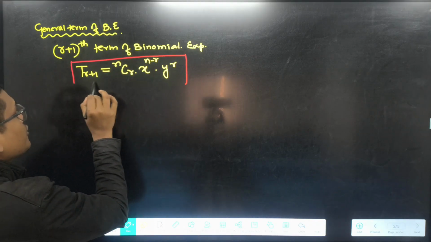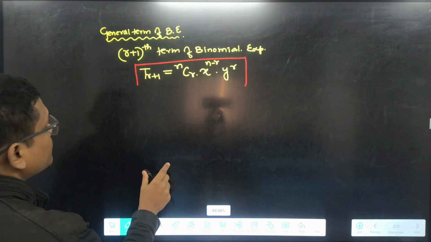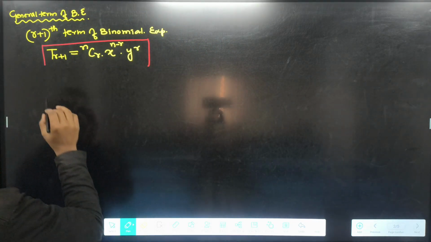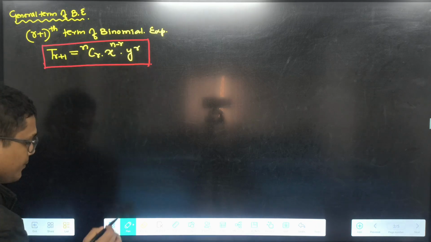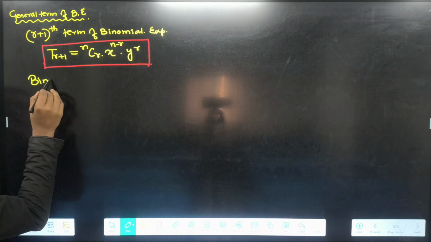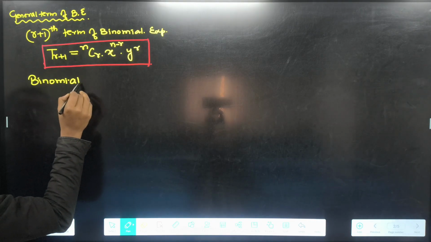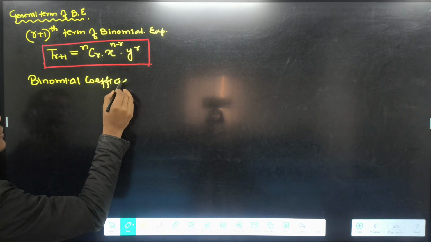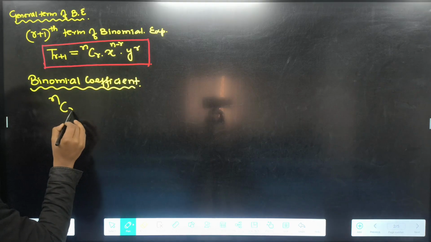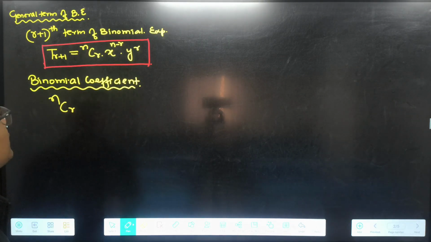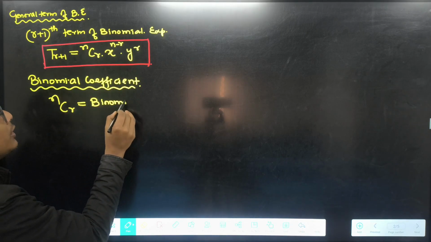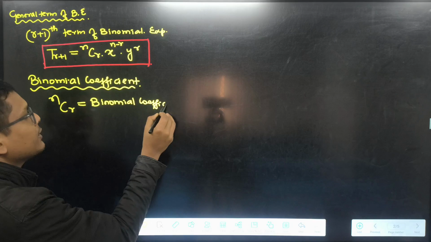Okay. Before solving the question, we will remember one more important point, that is called binomial coefficient. Let's see about binomial coefficient. The term n C r that we have seen in our binomial general term is basically called the binomial coefficient.